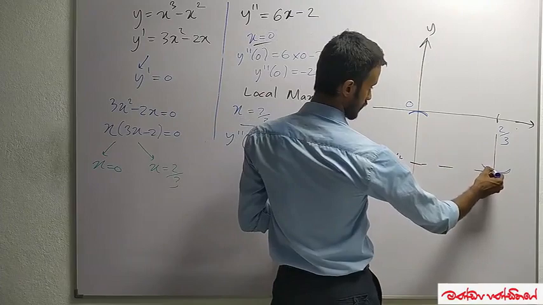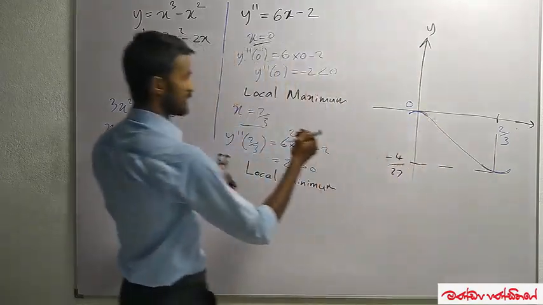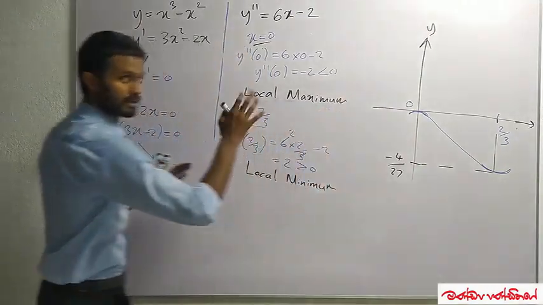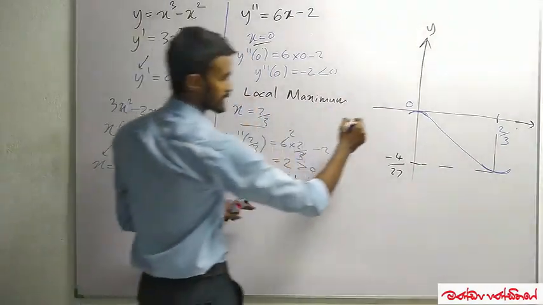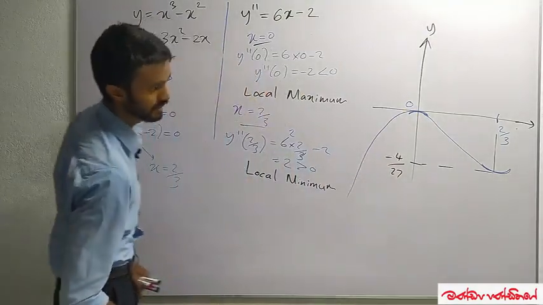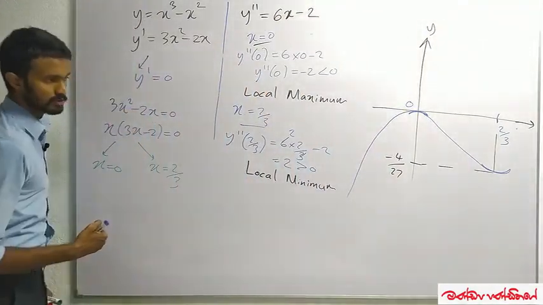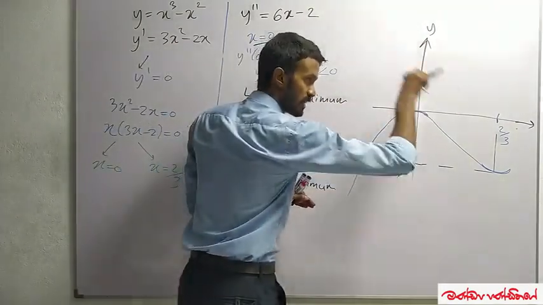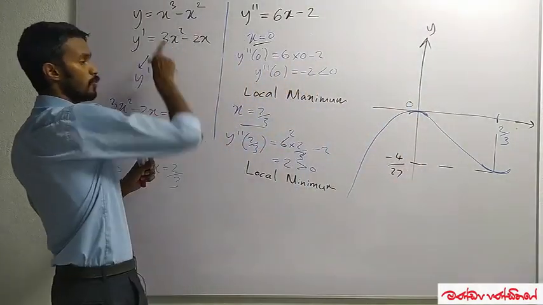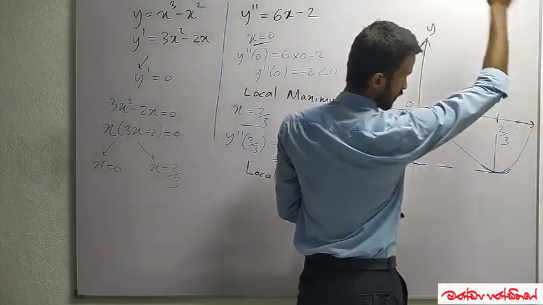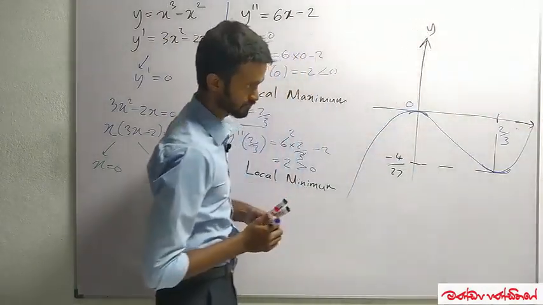So we can join the graph. It goes like here, and find the limit of y when x tends to minus infinity. You will get it as y goes to minus infinity. Then find the limit when x tends to plus infinity. Then you will get y goes to positive infinity. So the graph continues like this.